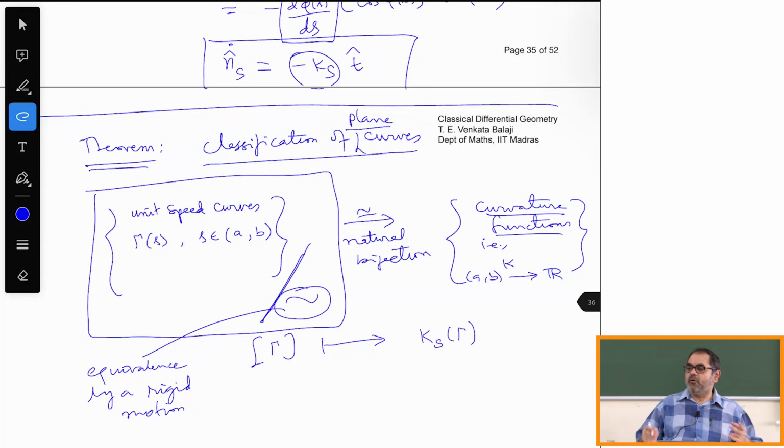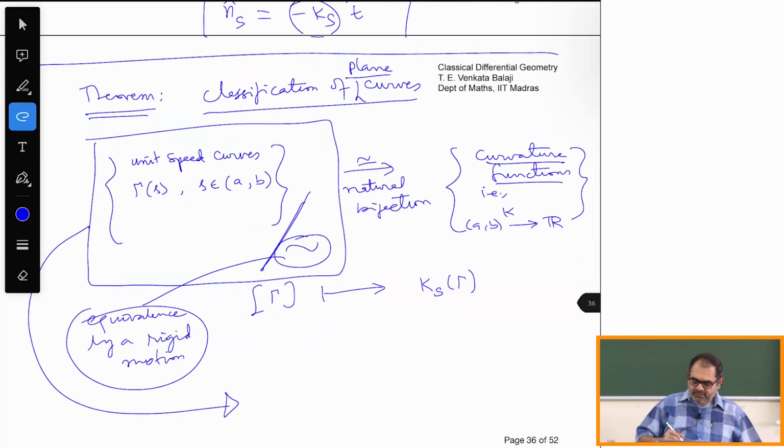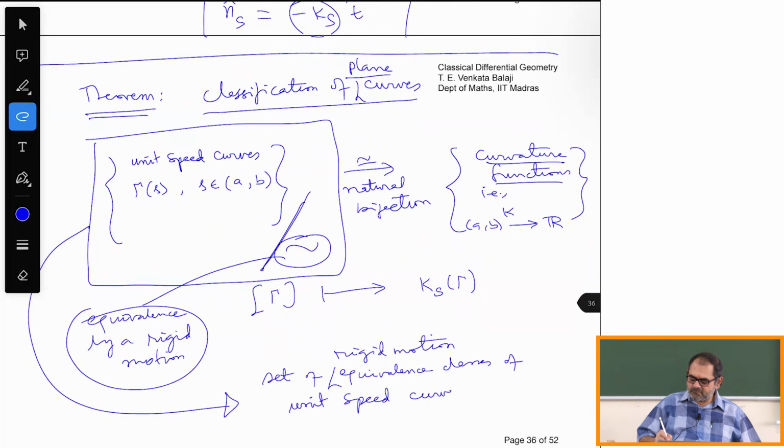If you have an equivalence relation on a set, it partitions the set into equivalence classes. And the quotient by the equivalence relation is just the set of equivalence classes. Okay, and that's what I mean by putting this slash and putting a tilde below that. So this set is also the set of rigid motion equivalence classes of unit speed curves on AB. Okay, that's what it is.